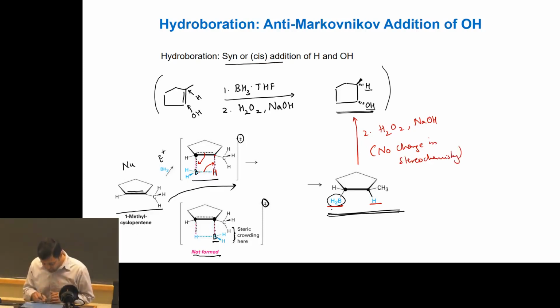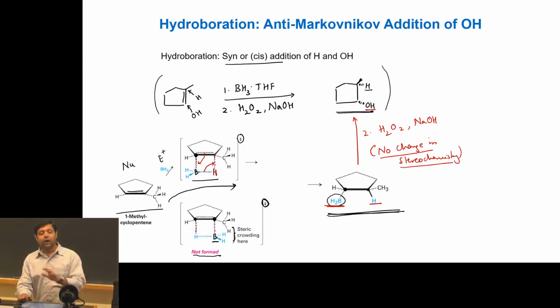Which means if the BH2 is down, OH will be down. All you're doing in the step is converting the BH2 to OH without changing the position. If BH2 is down, you'll get the OH down. If BH2 was up, you'll get the OH up. Right? So the second step does not change the stereochemistry.